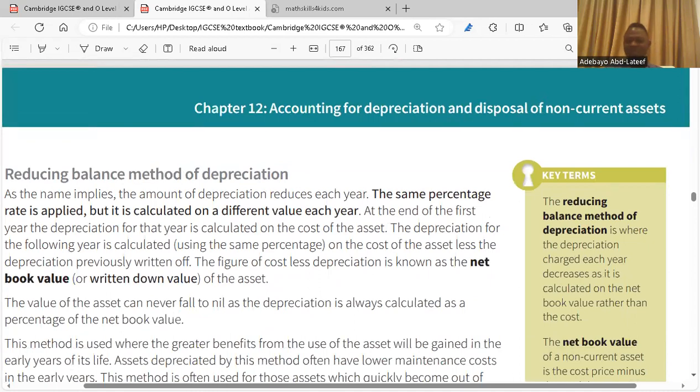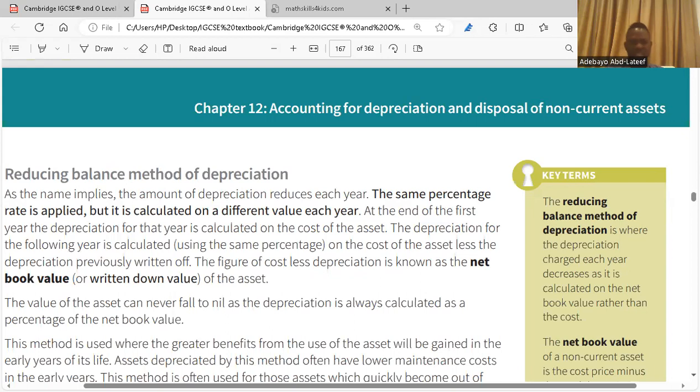For the reducing balance method, every year that passes by, you decrease the value of depreciation. So they said here, as the name implies, the amount of depreciation reduces each year. The same percentage rate is applied, but it is calculated on a different value each year. So if it is 5%, it is 5% all through, but at each year that passes by, the value that you calculate the 5% with will be different. Is it clear? Yes.